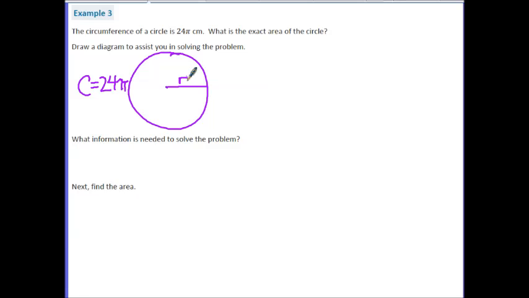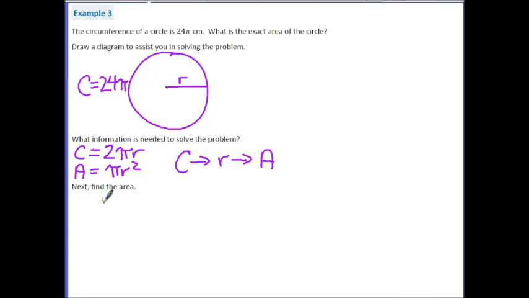Let's think about what information is needed to solve this problem. We're definitely going to need to know the circumference formula, and you can get this off of your reference sheet. It's 2 pi r. We are also going to need to know the area formula, which is pi r squared. And so basically what we're going to do is work backwards from the circumference to find the radius. So the circumference, we will solve to find the radius, and once we know the radius, we can find the area. So this is kind of our plan of attack for this.